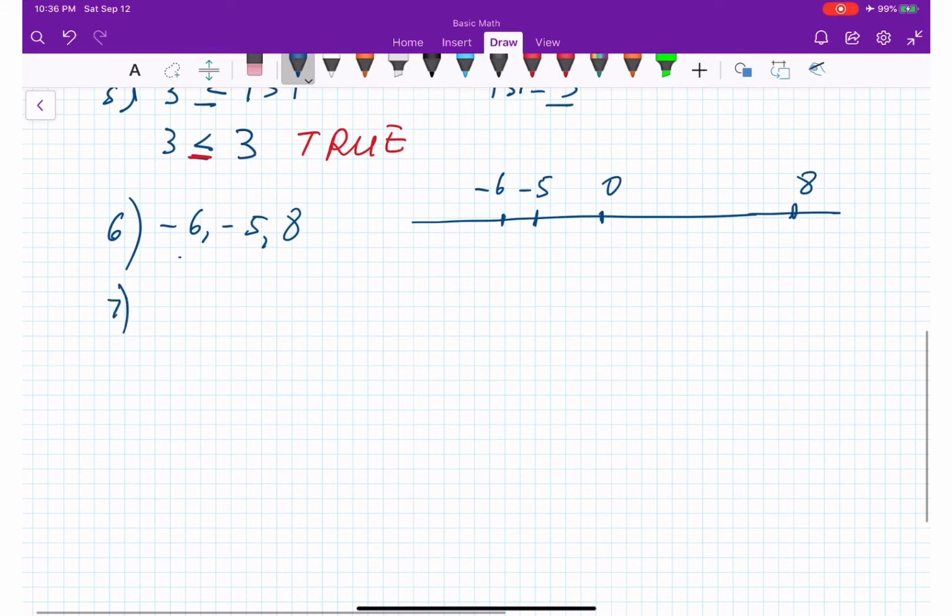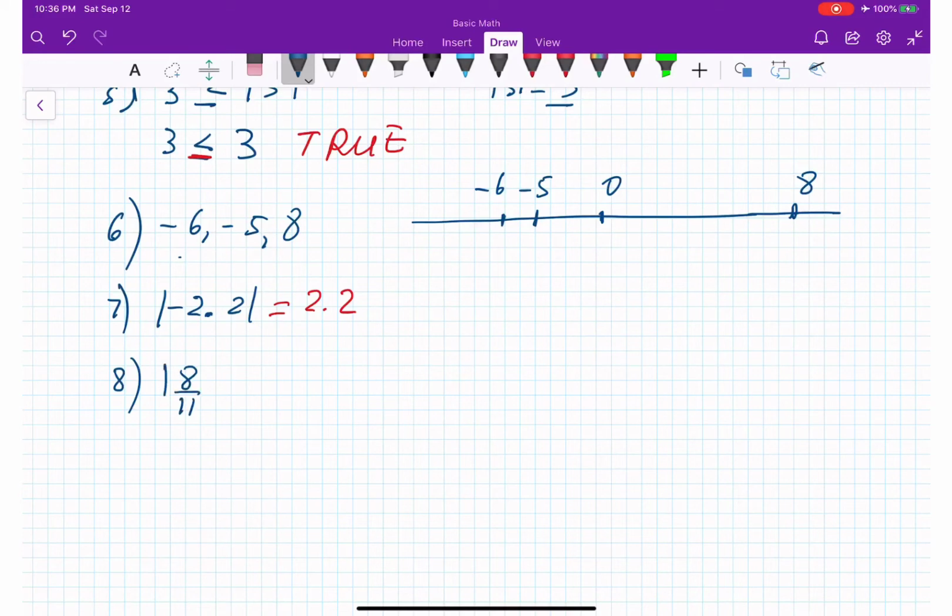Question number 7. We have the absolute value of negative 2.2. What is going to be the absolute value of negative 2.2? That's right, it's going to be positive 2.2. Next, we need to find the absolute value for 8 over 11. So what is going to be the absolute value? That's right, positive 8 over 11.